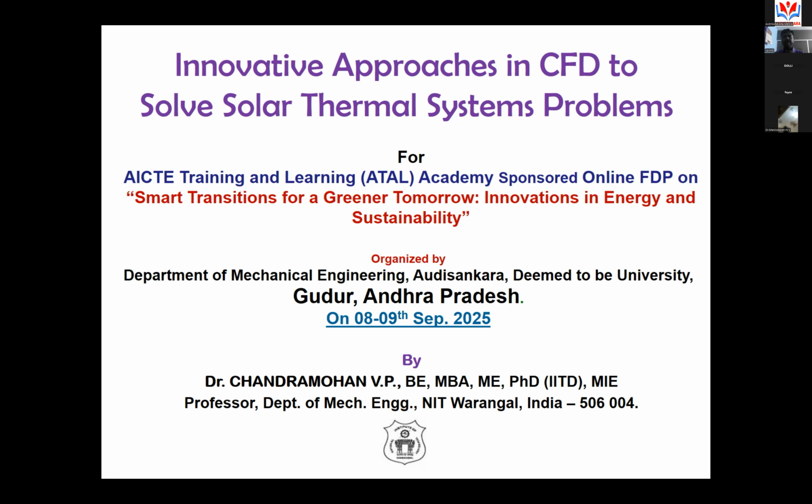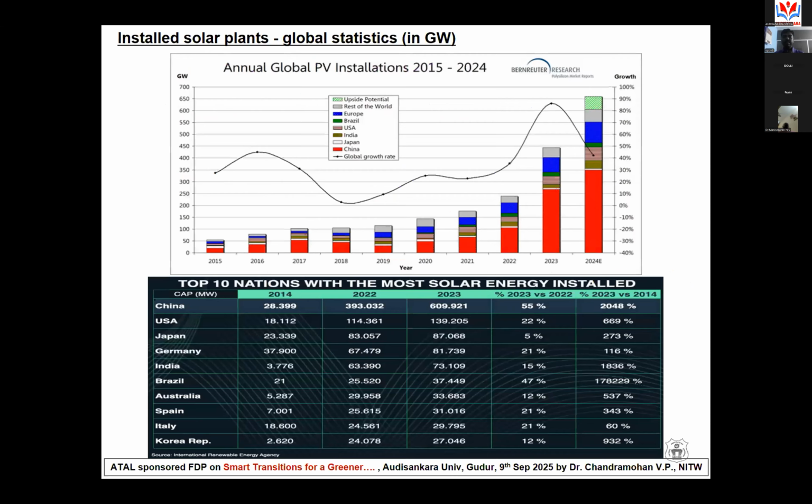So first, there are a number of solar thermal systems available in the present market. We worked on almost three to four systems. In those systems, we will see in this presentation how CFD techniques can be used, and accordingly how we can solve some critical problems without much experimental work.